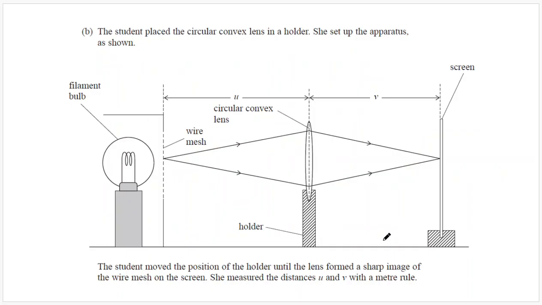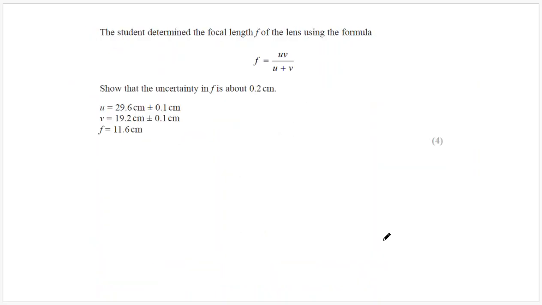So part B says the student placed a circular convex lens in a holder. She set up the apparatus. This is the apparatus. The student moved the position of the holder until the lens formed a sharp image of the wire mesh on the screen. She measured the distance u and v with a meter rule. The student determined the focal length f of the lens using the formula f equals uv divided by u plus v. Show that the uncertainty in f is about 0.2 centimeter.